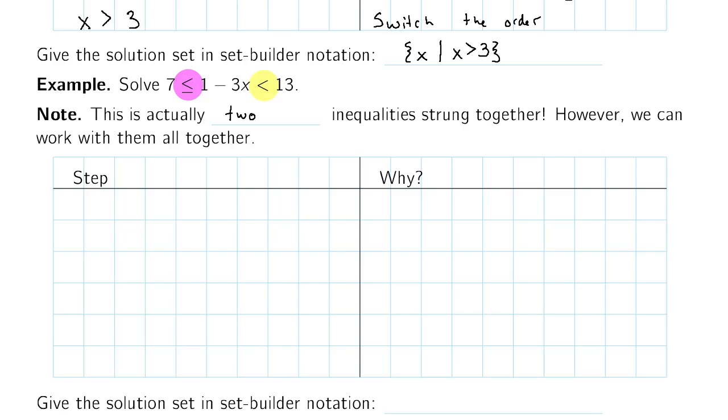Now this is something we don't really see with equations, because it's hard to be equal to two different numbers at the same time, right? But with inequalities, it's easy to be greater than one number and less than another. We use one of these strung together inequalities when we want to describe our unknown being between two numbers. Notice when we write this, if we look at the ends here, the number 7 is less than the number 13.